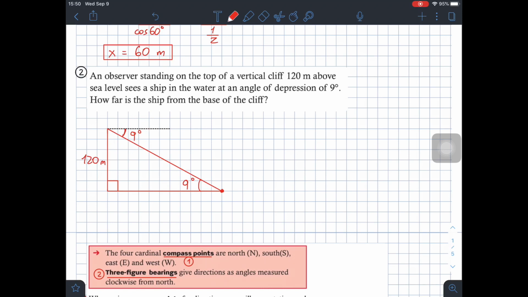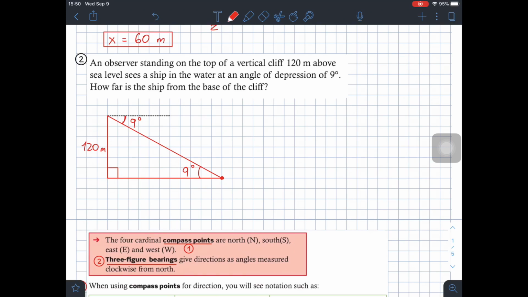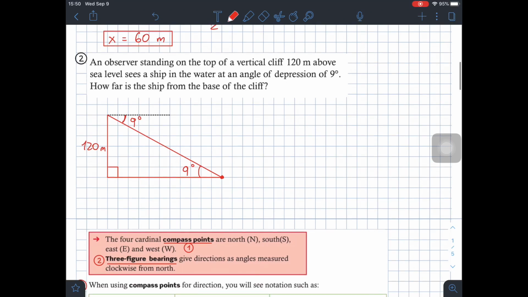So there we have it. Now we have the triangle ready to solve, right? What do we want to find? How far is the ship from the base of the cliff? So basically we're trying to find this side over here. So I'm going to call this side again X, and we're going to solve this. Again, I see that we can apply SOHCAHTOA in this case because we're talking about a right angle triangle. So we're looking for this side, and we have this side, and we have this angle. So it's more convenient to use tangent in this case, right?